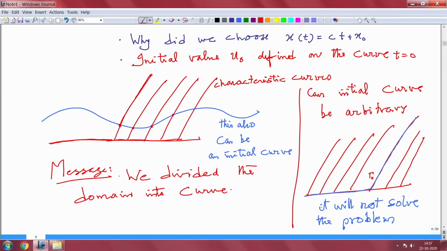And then that is one message. Second message, we solved only ODEs, we did not solve PDE. By solving ODEs, we got our solution.